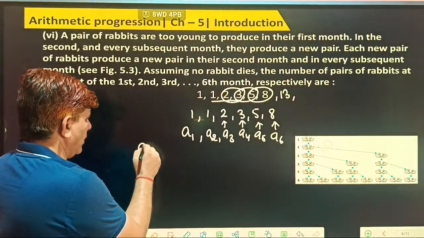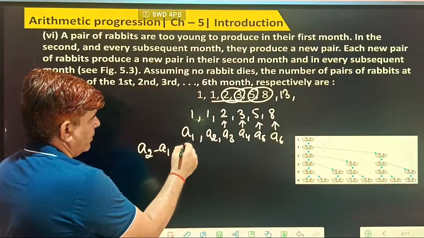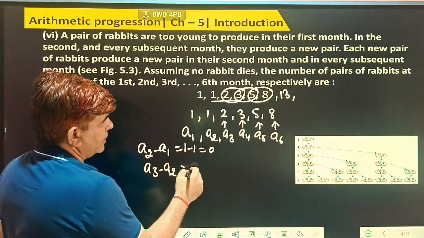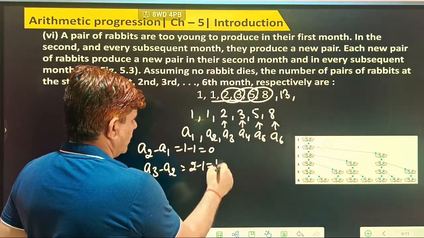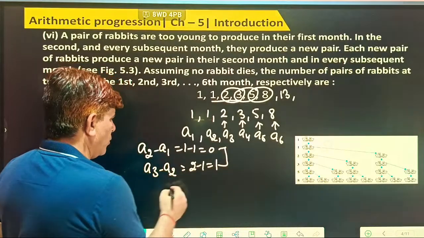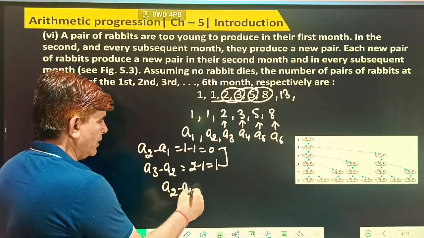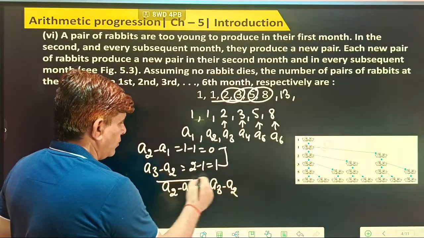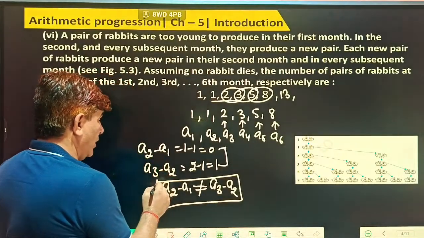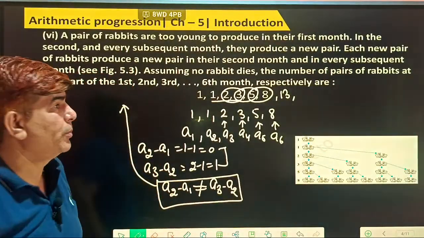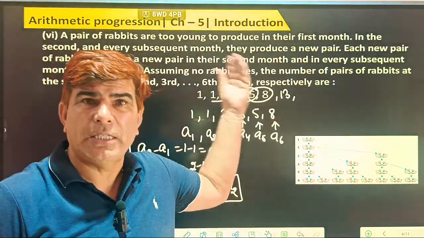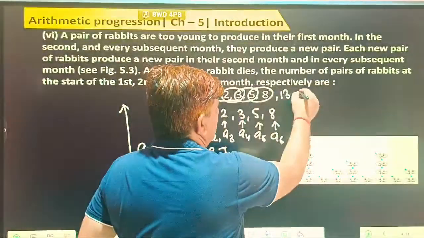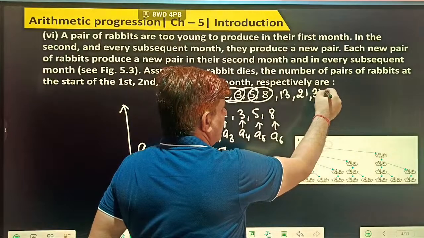So what's A2 minus A1? 1 minus 1 equal to 0. A3 minus A2. What's A3? 2 minus 1, which is equal to 1. So these both are not equal. So we can write A2 minus A1 not equal to A3 minus A2. What's its meaning? This sequence is not in AP. But this is a sequence. Easily able to write the next term. What's coming? 21. What's coming? 34.